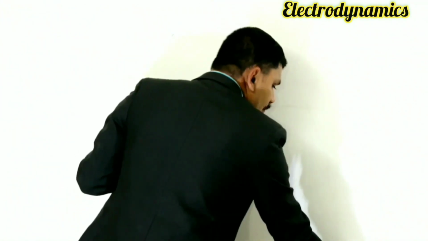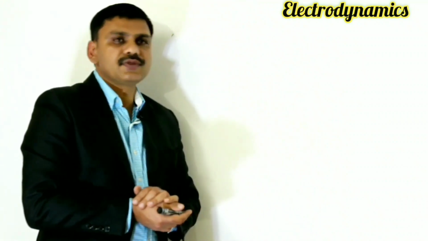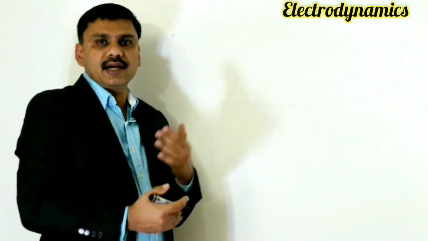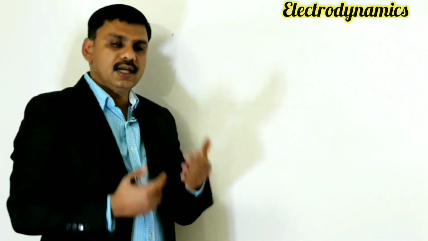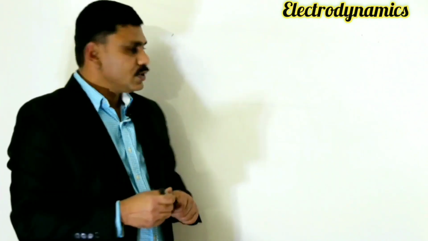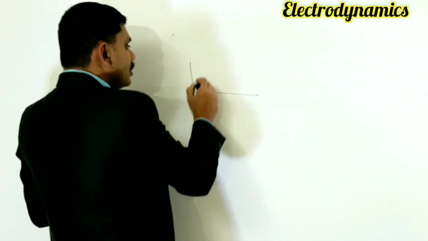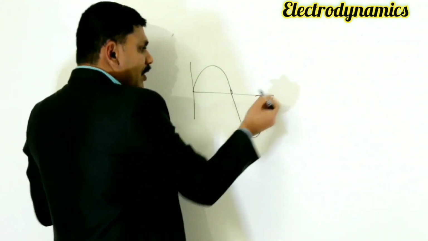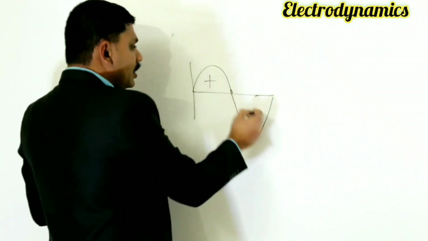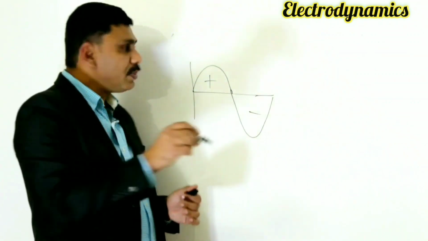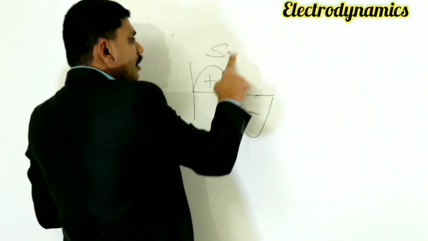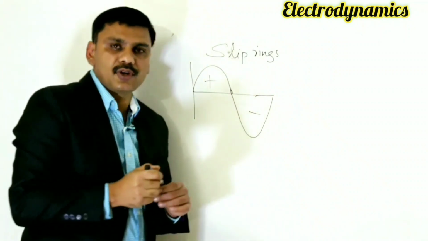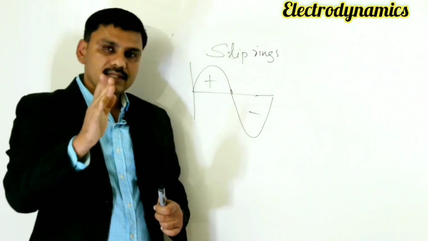So what is the function of these slip rings? Slip rings allow the current to change direction after half rotation. After half rotation, what is happening? This is the half cycle. In the next half cycle, the direction of current is changing. This is positive and this is negative. So slip rings do this. Slip rings change the direction of current after half rotation.